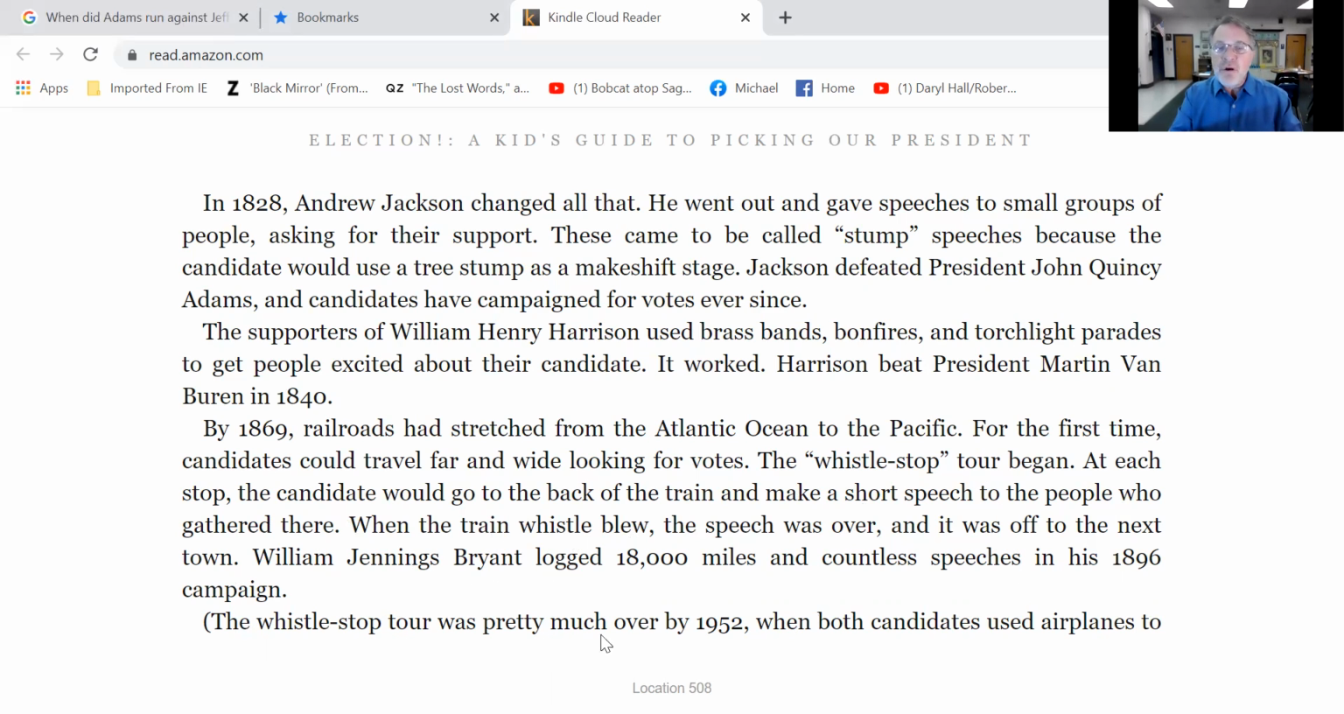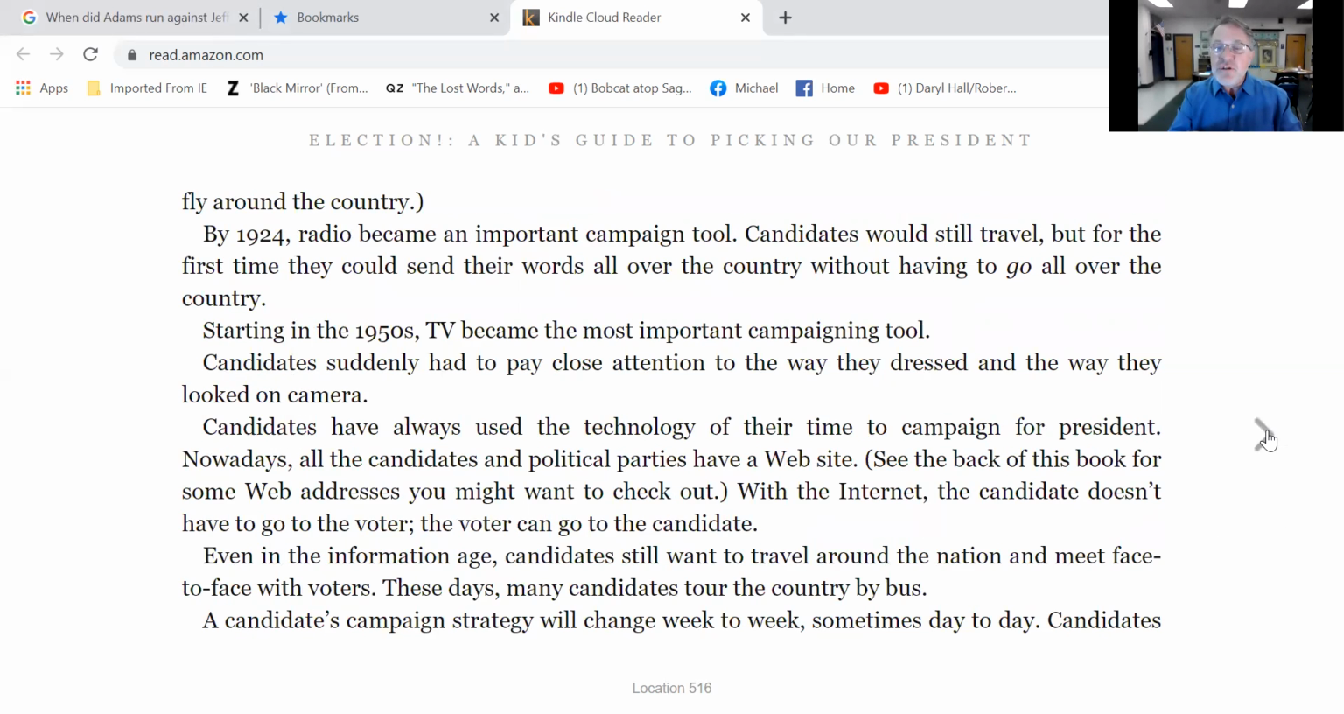The whistle stop tour pretty much was over by 1952, when both candidates used airplanes to fly around the country, and of course, cars were everywhere. By 1924, radio became an important campaign tool. Candidates would still travel, but for the first time, they could send their words all over the country without having to go all over the country. Starting in the 1950s, TV became the most important campaigning tool. Candidates suddenly had to pay close attention to the way they dressed and the way they looked on camera.